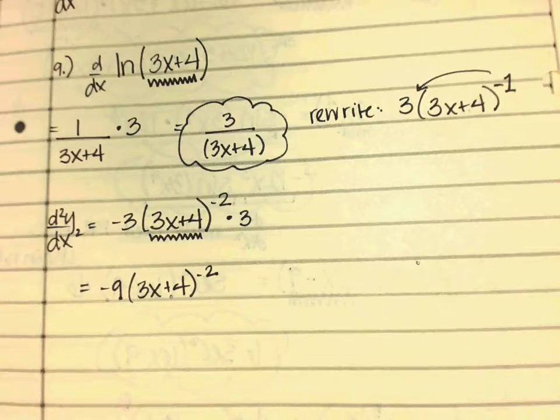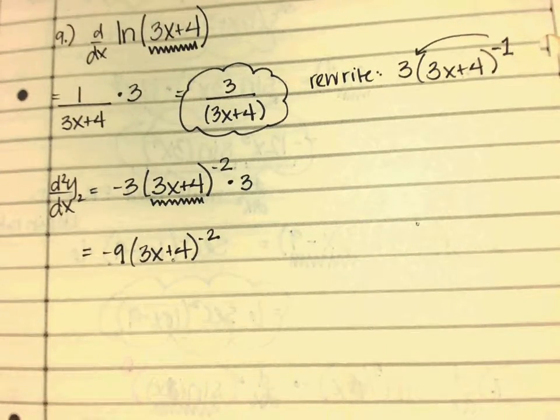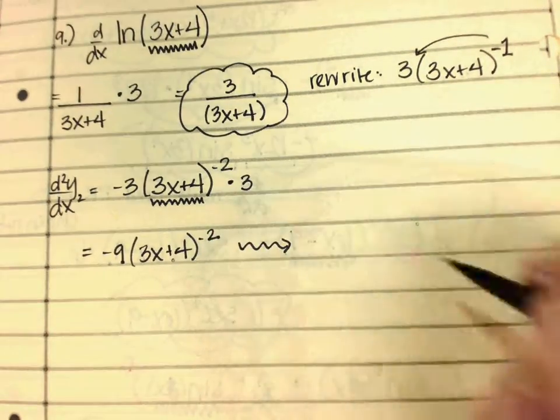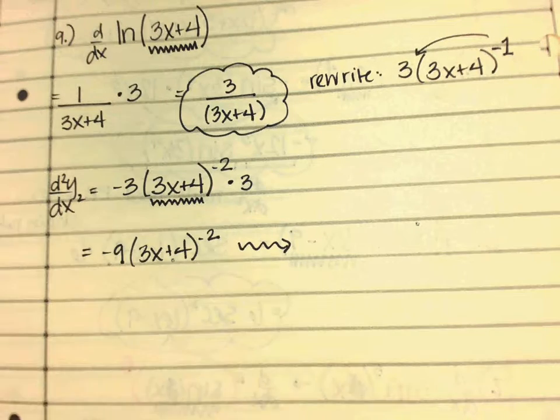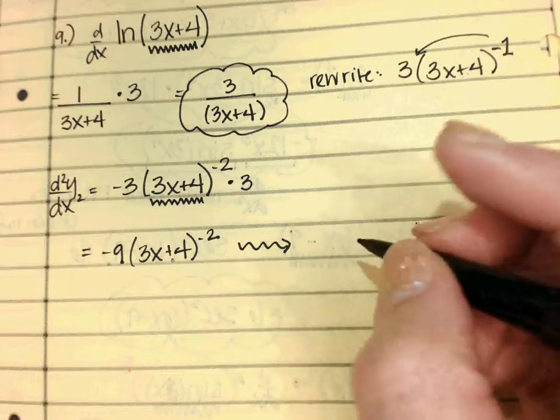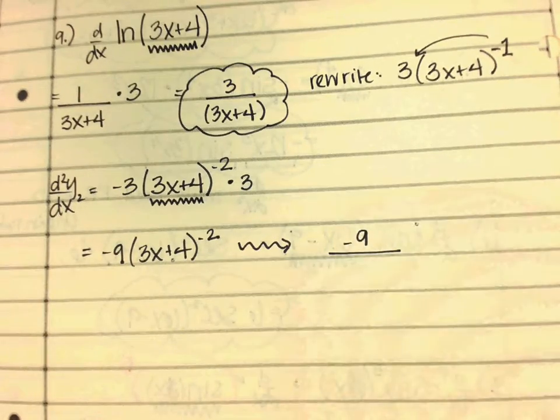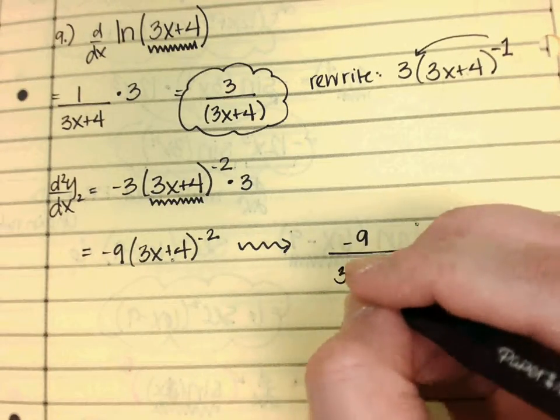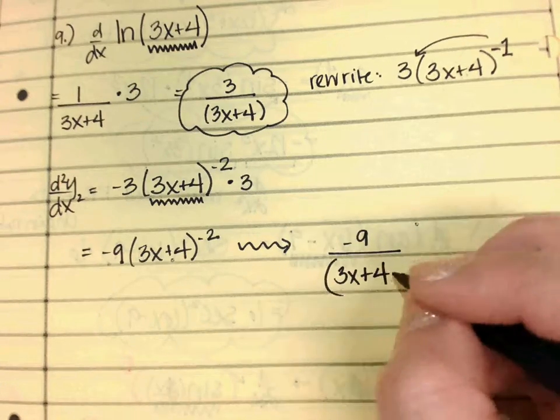What other thing would they change if it was multiple choice? They'd put it back on the bottom and take the -2 and just make it a regular squared. So you'd have -9 on top, and then you'd have (3x + 4) regular squared.